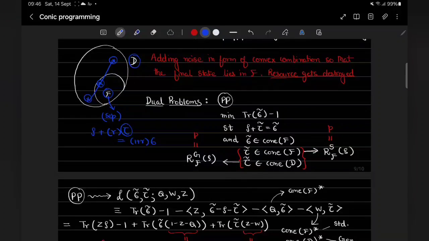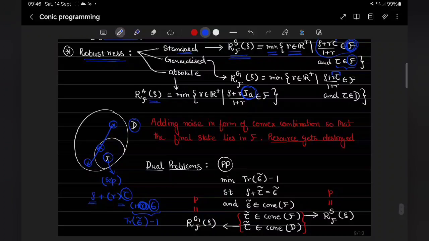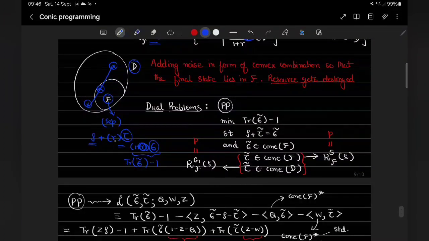So tau is a state which is a density matrix, sigma is a density matrix, rho is a density matrix. But 1 plus R times sigma will be an unnormalized state, sigma tilde. The trace of sigma tilde minus 1 will be R, which is the optimization that we have to perform. So here we have to optimize over R, right? This means we can convert R times tau to a state tau tilde which belongs to the cone of the set F, because R is a positive number and I am generating a cone from this set of free states.